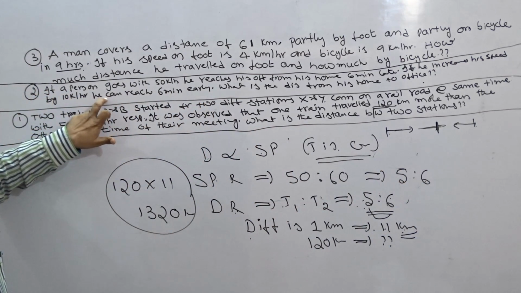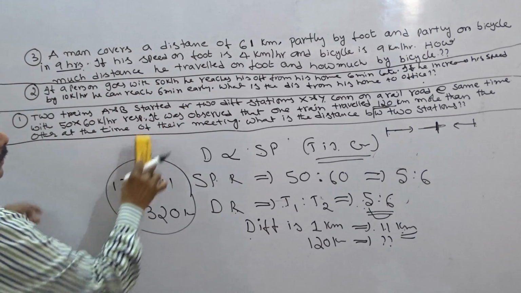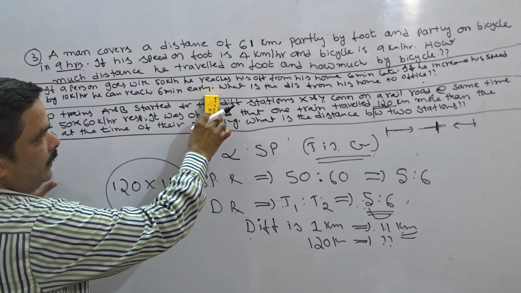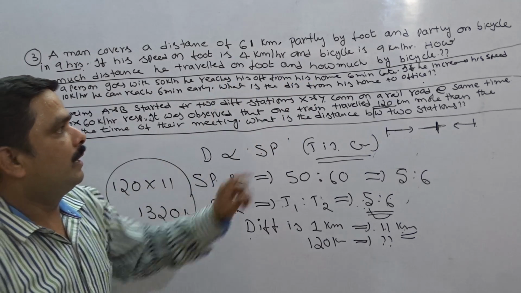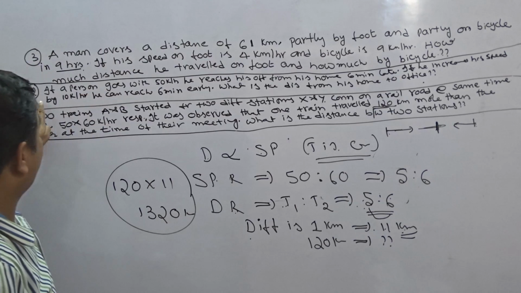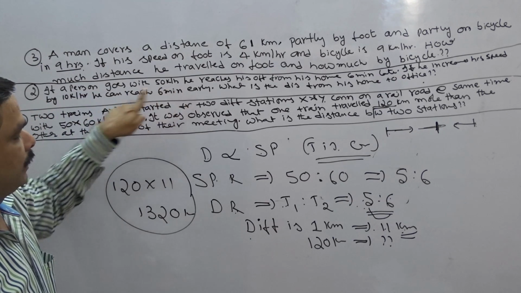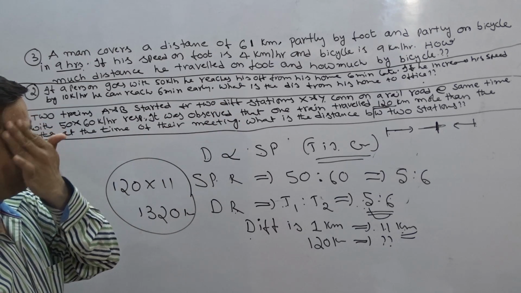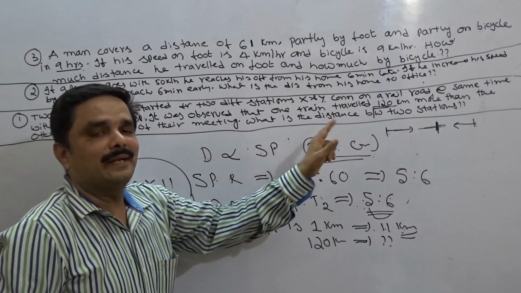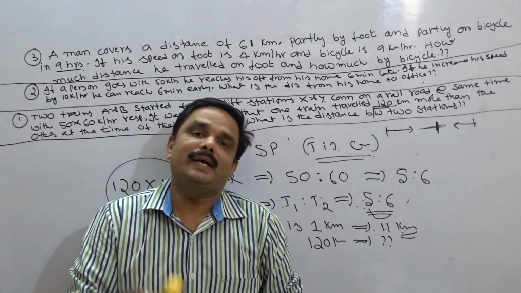Alright, now we'll go for another question. Let us take up this question now. This question says, if a person goes with 50 kilometers per hour, he reaches his office from his home 6 minutes late. If he increases his speed by 10 kilometers per hour, he can reach 6 minutes early. What is the distance from his home to office? This is another most commonly asked question in many competitive exams, right?